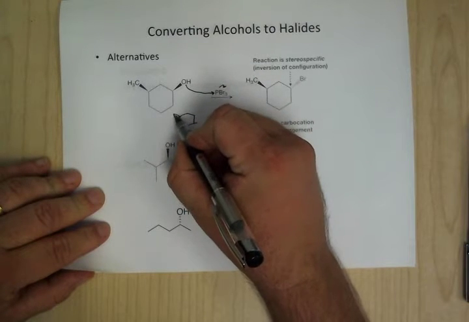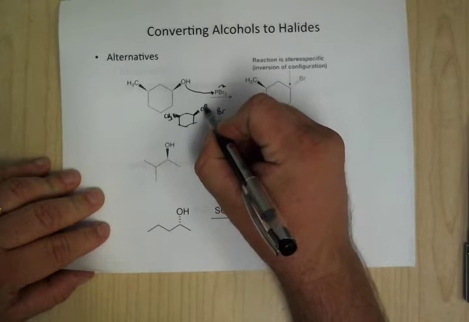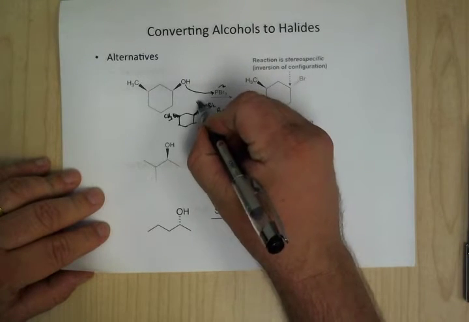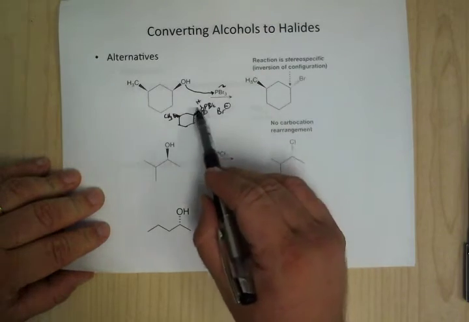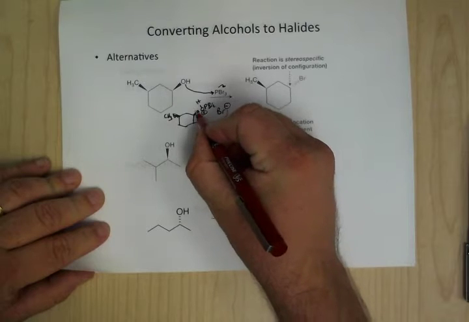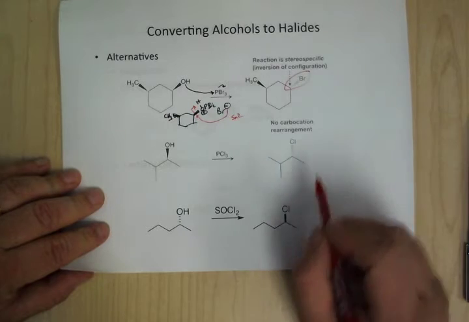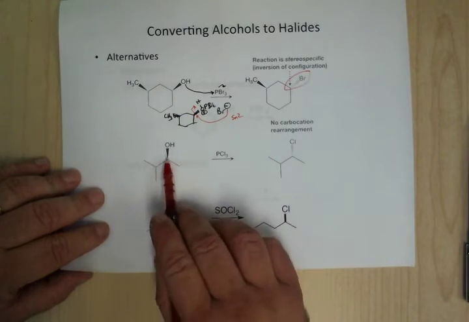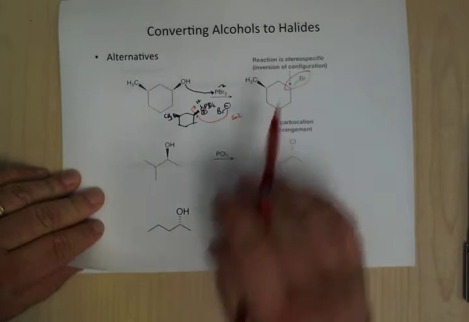So with PBr3, the OH turns into a really good leaving group, so your bromide can come in and attack and displace this. Since it's an SN2 reaction, you get inversion of the stereochemistry. So if this is a wedge, it's going to become a dash. Same thing with the thionyl chloride. So these are pretty good reactions.